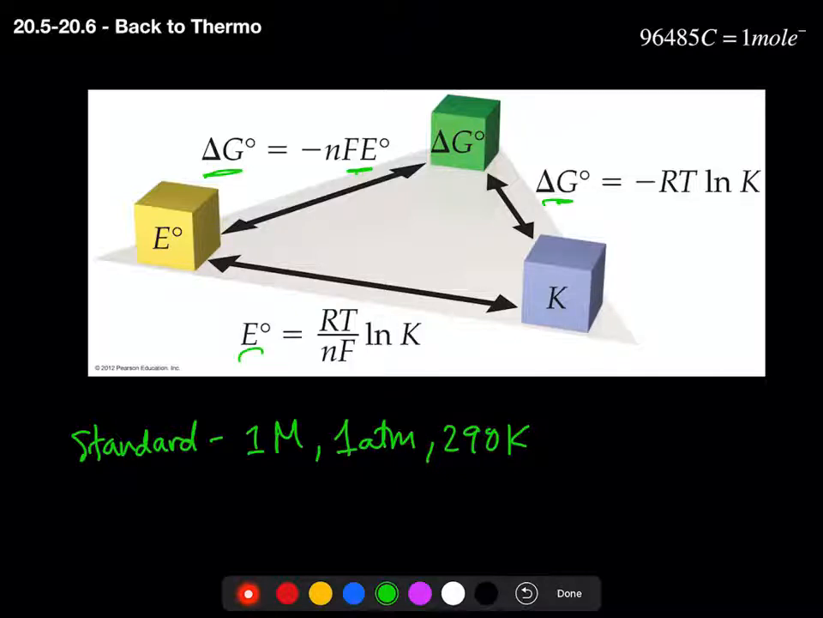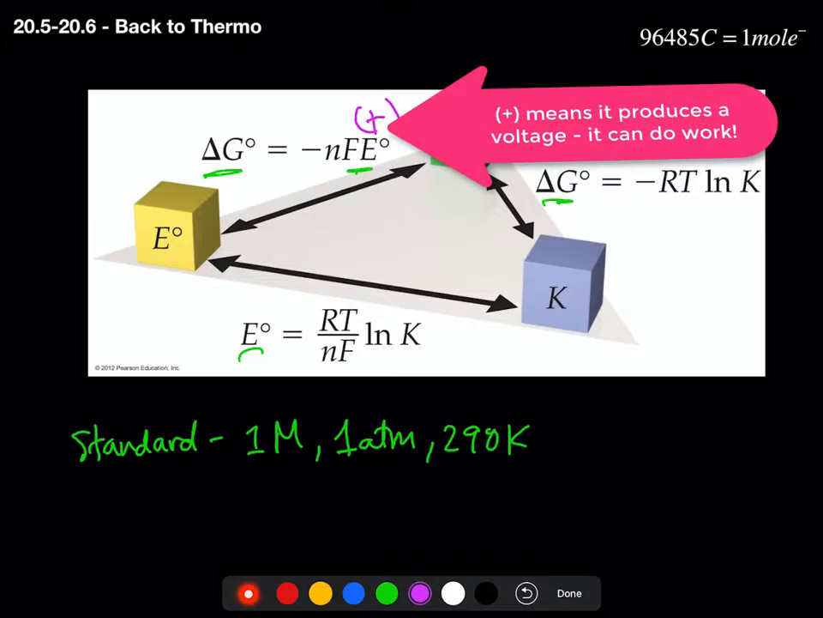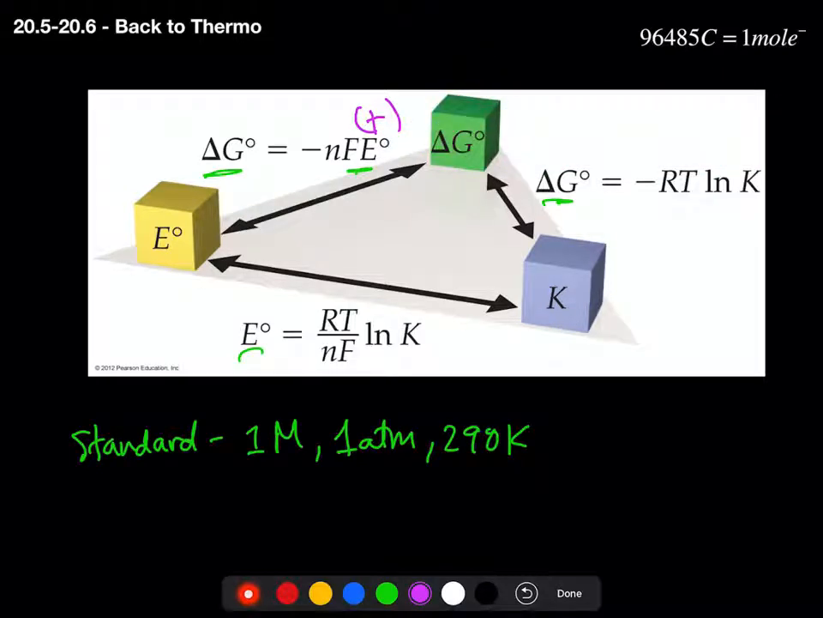So thinking about what we know, we've already said that when E is positive, that means it's a spontaneous cell. It means it happens on its own. So if E is positive, what should the value of delta G be? It should be a negative value. That makes sense. And if we look at this equation, that flows all together, in that we have negative, number of moles will be a positive number, F is also a positive number.